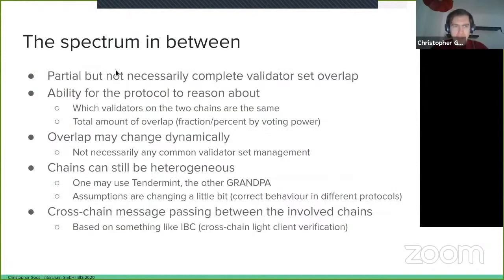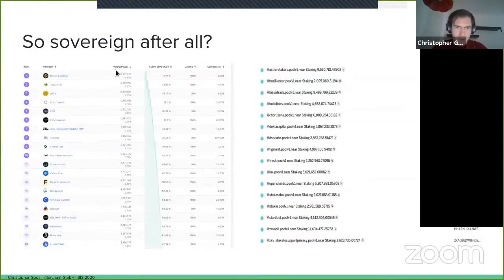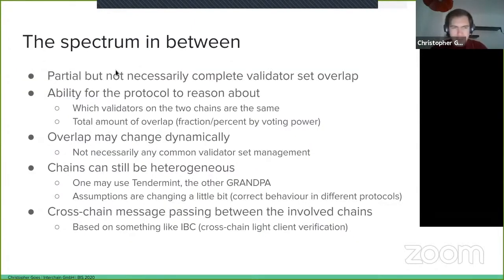So for this reason, I think we should start to consider the spectrum in between sovereign security and shared security. And here is kind of a fuzzy area where we have partial but not necessarily complete validator set overlap. So maybe there's some thresholds here that matter. Maybe there's a third of validators in common, 2/3 of validators by stake in common, maybe less, maybe more. But if we give the protocol the ability to reason about that overlap, to identify validators across two chains, then we can start to provide useful guarantees, as I'll get to in some of the next slides.